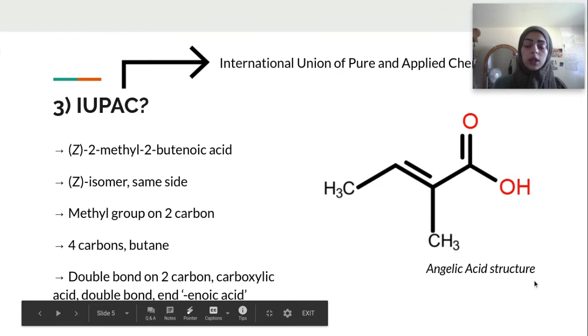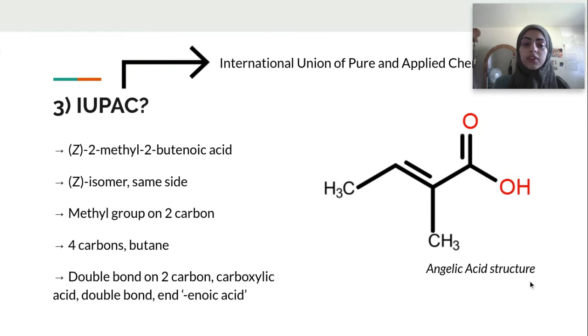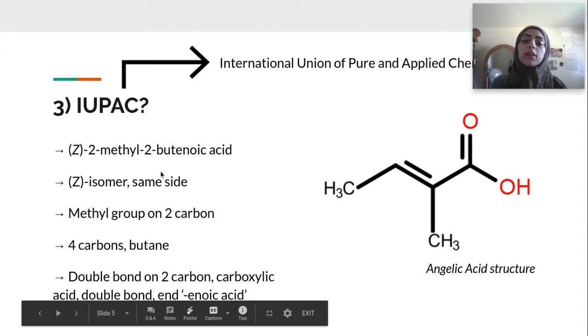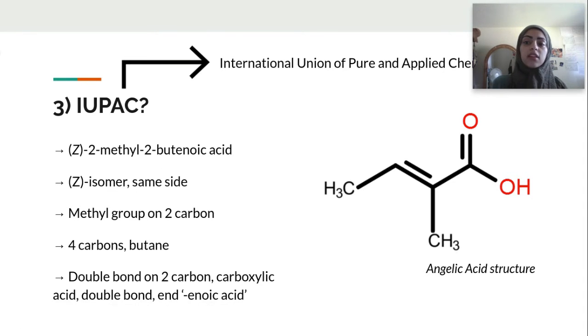The but part, the prefix butane, means there are 4 carbons in the parent chain, and there's a double bond on the 2 carbon, so that's indicated by the 2-butenoic acid. And because angelic acid is a carboxylic acid, it's named a little bit differently. All carboxylic acids have the oic acid suffix, and the en is there because there's a carbon-carbon double bond. So angelic acid is also a little bit more unique, and it has the en part as well.